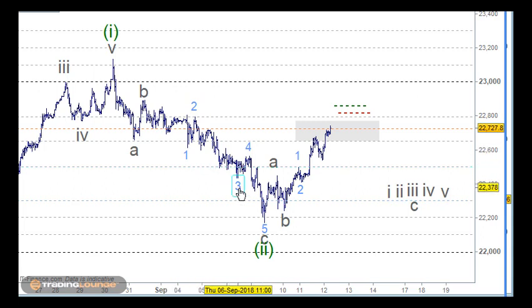So if I can just borrow some of these: 1, 2, 3, 4, and 1, 2, 3, 4, 5. So I'll take it up to the 800 there, just to give it a bit of breathing space. So it can be an A and a B and a C wave here and finish here. Okay, so that's what we've got to be careful of.